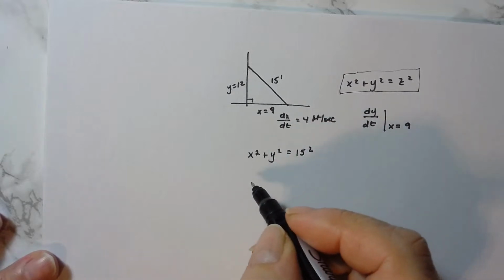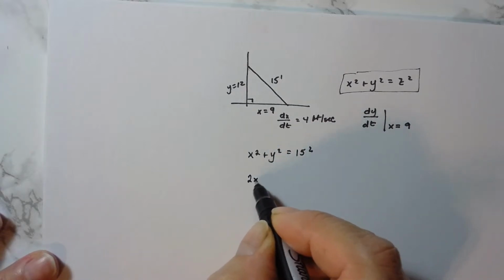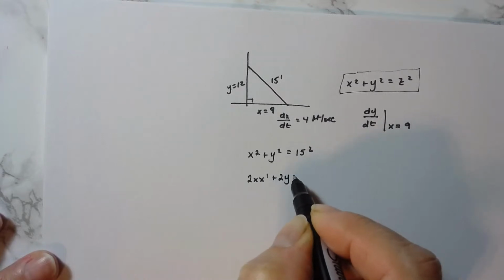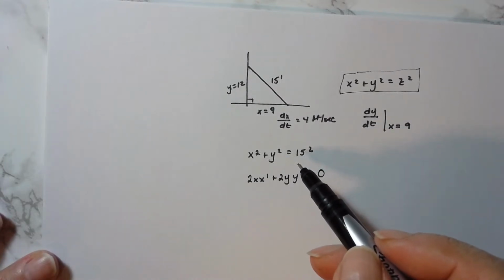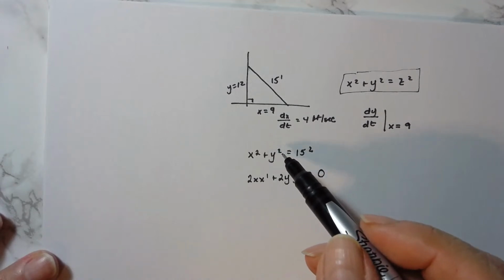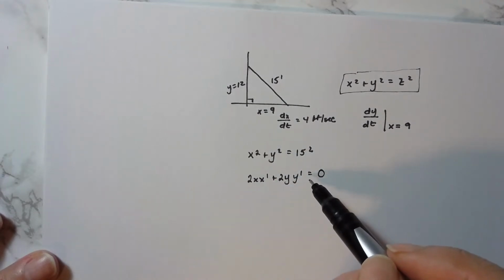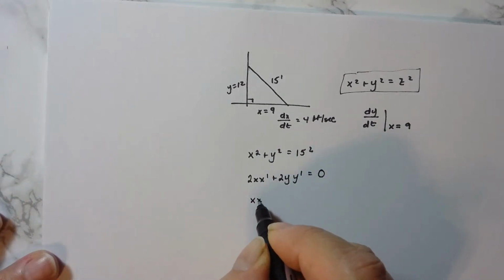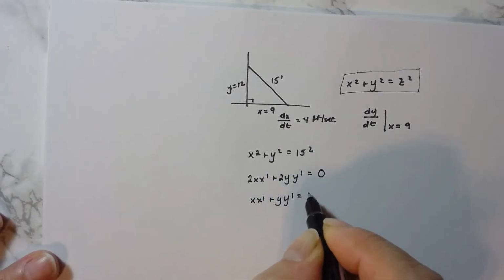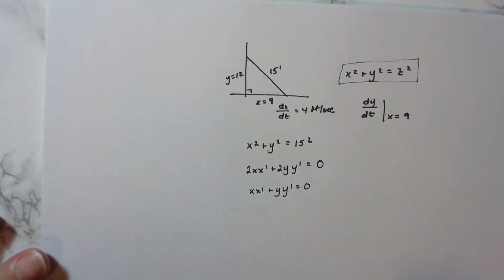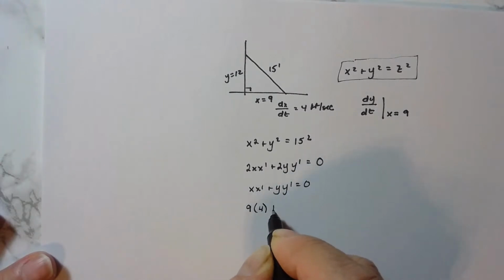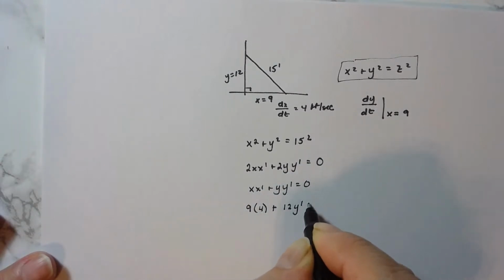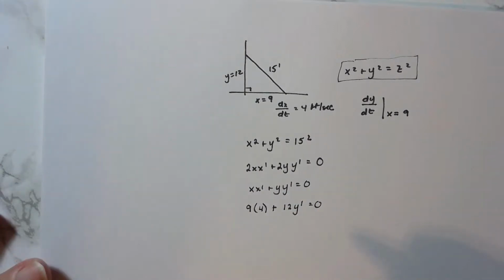So taking the derivative implicitly of both sides, I'm going to have 2x x' plus 2y y' equals 0, right? And this is pretty, I mean, you guys could just memorize that, right? 2x x' plus 2y y'. I would write this down for my grader, and then I would do x x' plus y y' equals 0. Why? Because the grader will know that you divided through by 2 to get rid of it. Right? Well, x is 9 and x' is 4, plus y is 12 times y' is equal to 0. And now I can solve for y'.